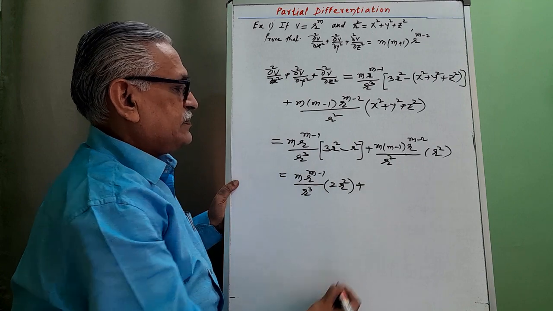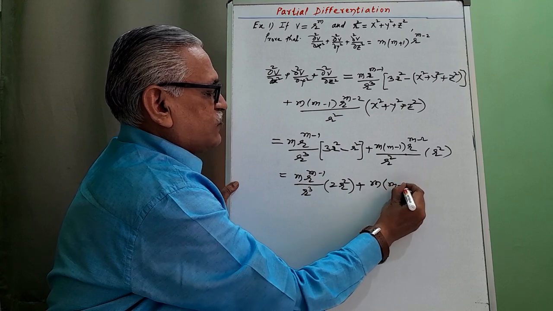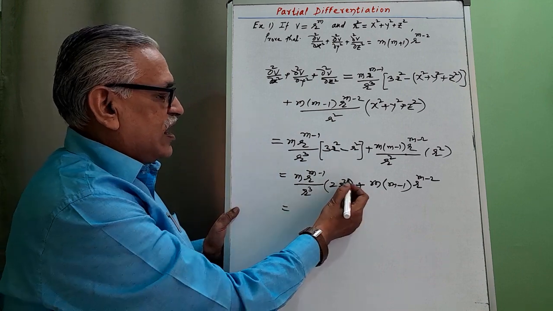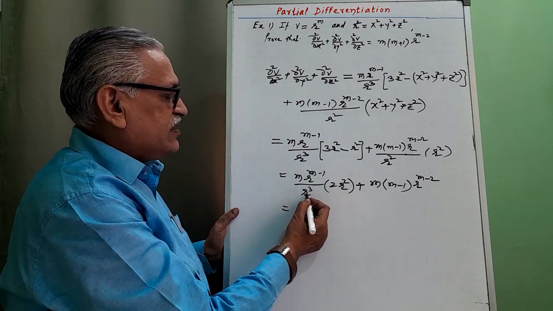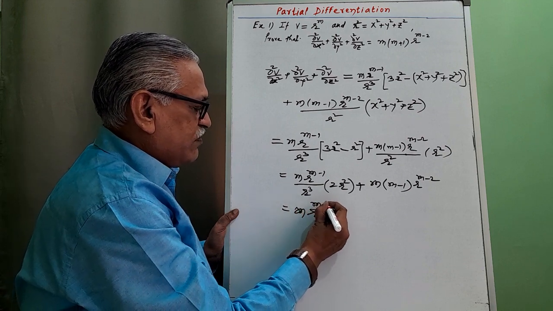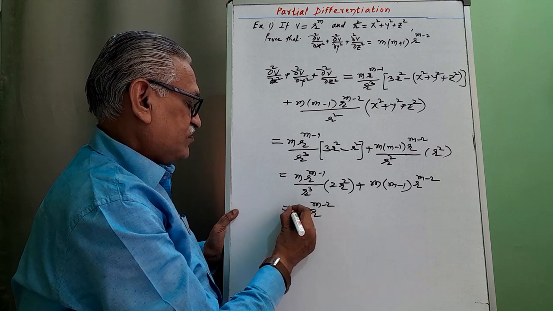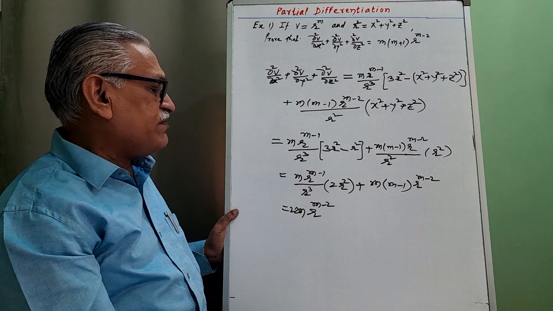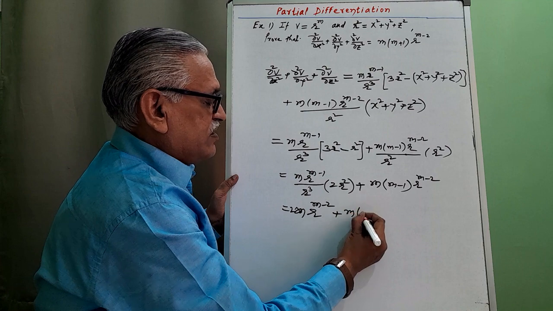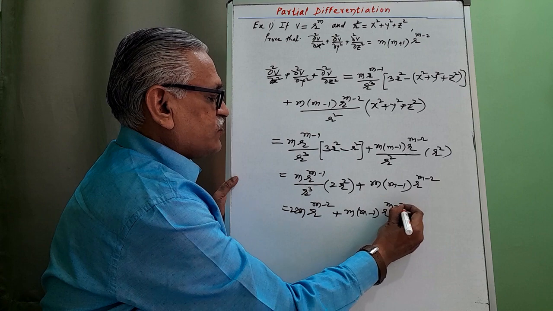plus, r square gets cancelled, we have (m minus 1) r raised to m minus 2, and therefore r square cancelled with r square, remaining as r. Transferring it to the numerator, it becomes m r raised to m minus 2 into 2. Therefore, it is 2m plus (m minus 1) and r raised to m minus 2.